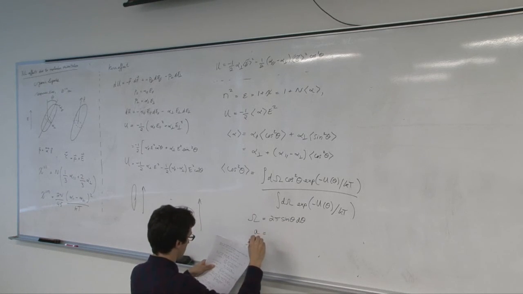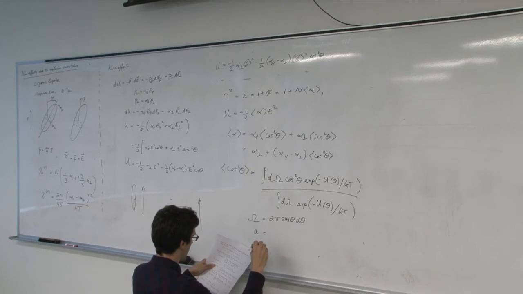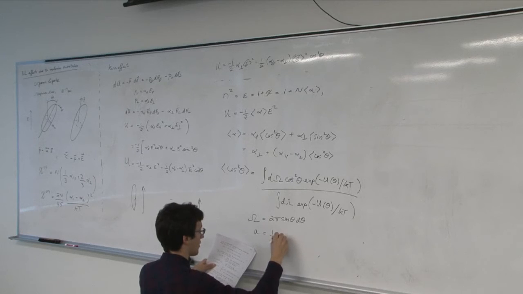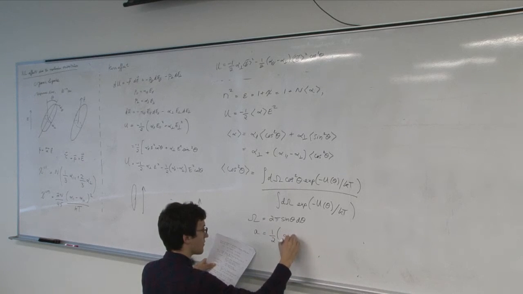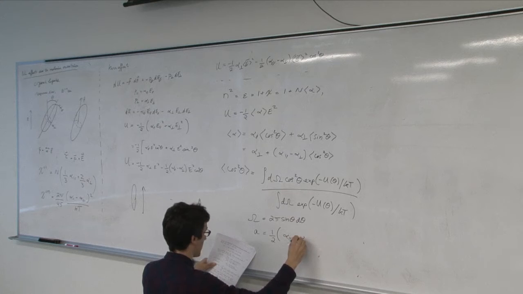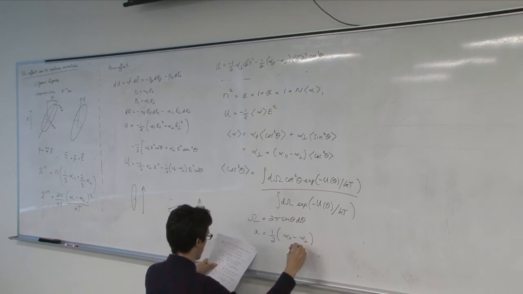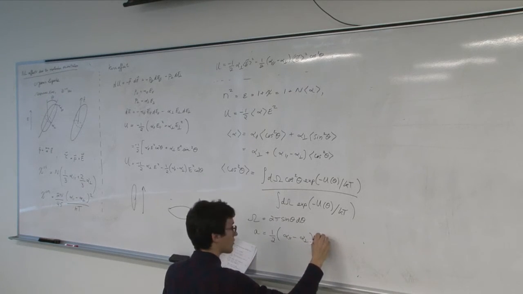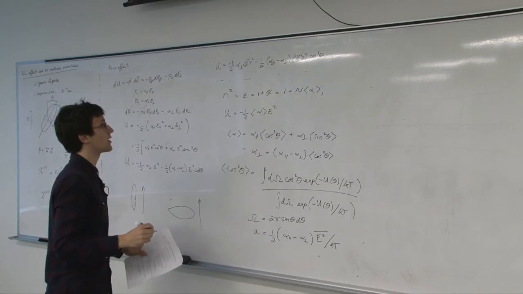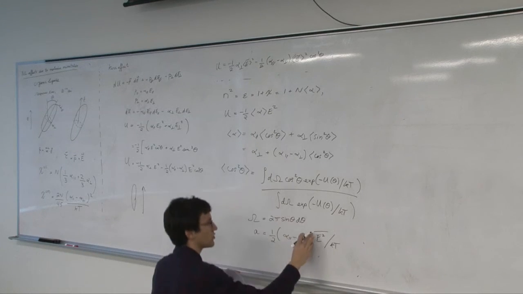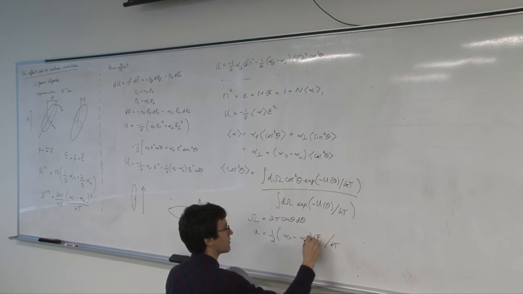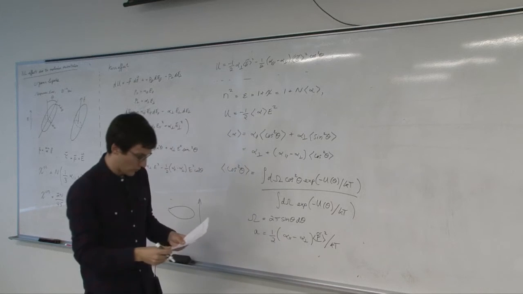And A is given by, wait, I haven't talked about A. I will introduce A as alpha parallel minus alpha perpendicular, E square averaged, over kT. Now it seems like I'm changing notation.